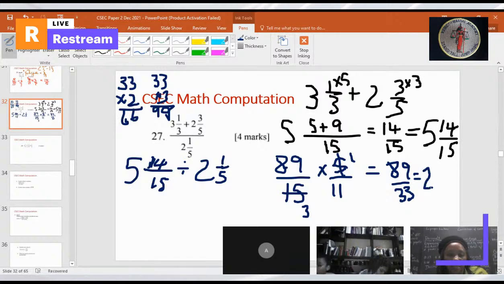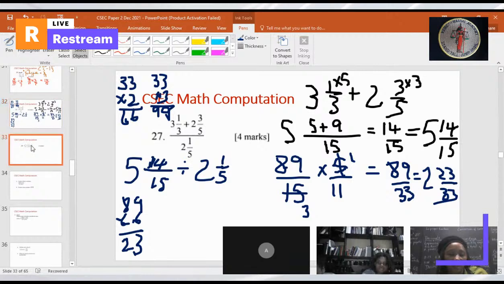Now we take the 66 from 89 to get the remainder. 89 minus 66 is 23. So it's 23 over 33. Okay, thank you, Amani. You're welcome, Miss.